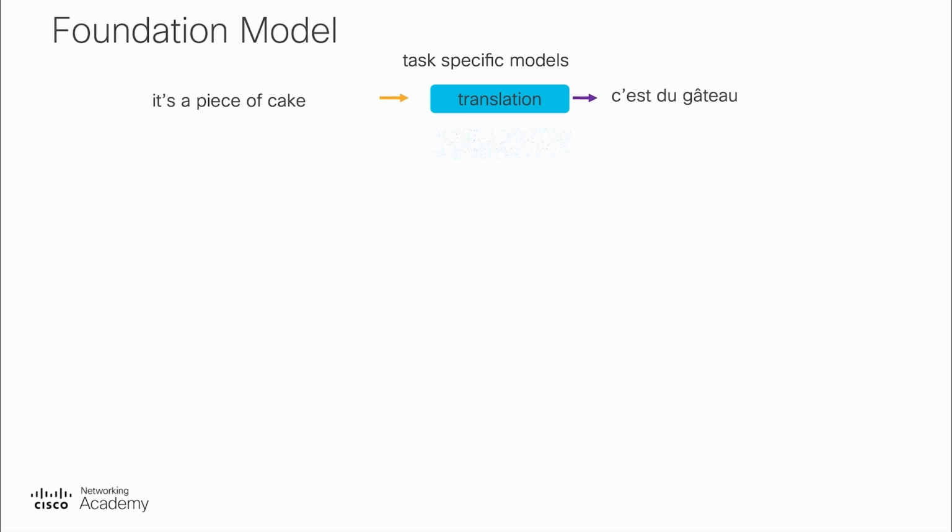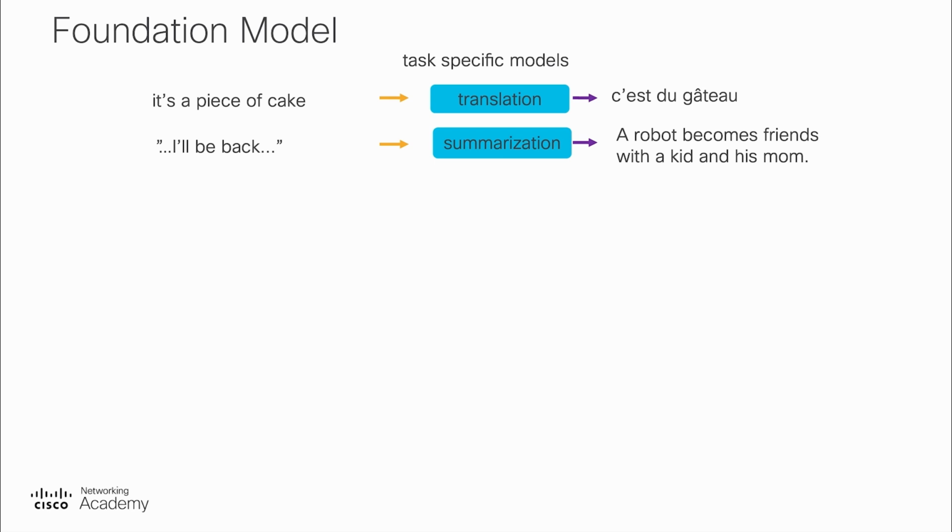Another word you may come across is the term foundation model. Let's first look at models that are not foundation models. These are task-specific models. If you have a translation model, it takes an input piece of text and assumes that its job is to translate that piece of text, not to do something else with it. If you have a summarization model and you give it a piece of text, it knows that it's going to try to summarize that piece of text and not do anything else with it.